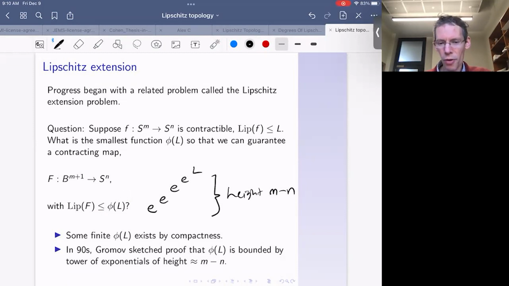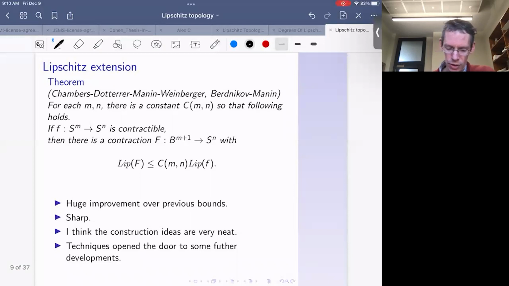And so I was very impressed when a basically complete answer to this question appeared over the last 5 to 10 years. This theorem is work of Chambers, Dodderer, Manin, and Weinberger, and then also Berdnikov and Manin. It says for every pair of dimensions, there's a constant, so that if you have a contractible map from Sm to Sn, then you can make a contraction, and the Lipschitz constant of the contraction is only a constant factor times bigger than the Lipschitz constant of the original map.